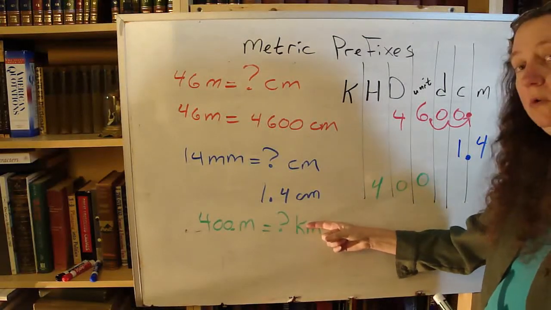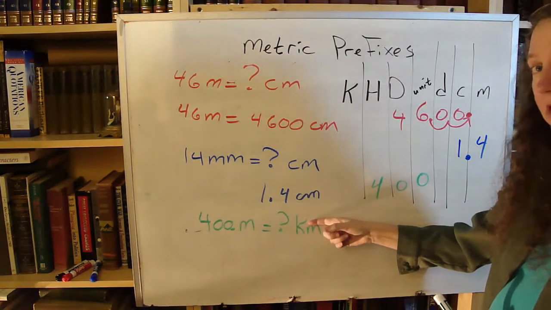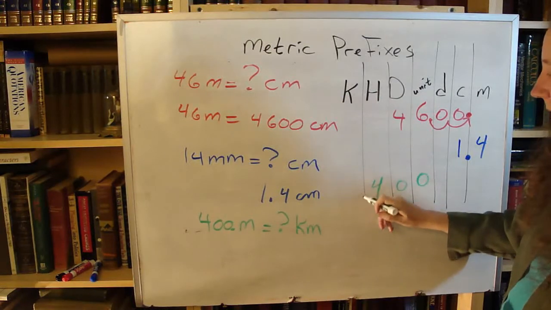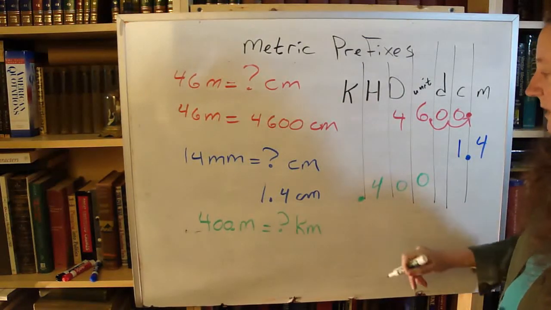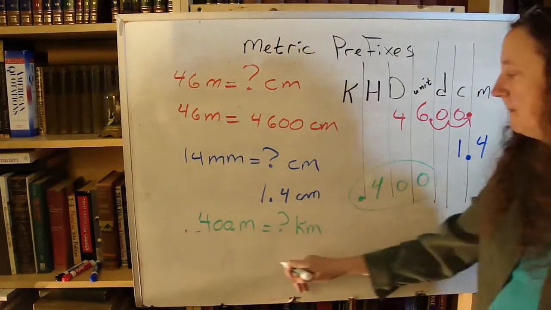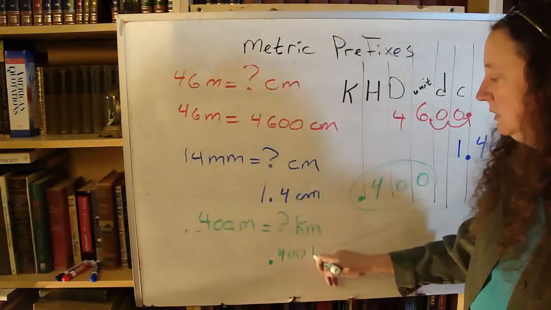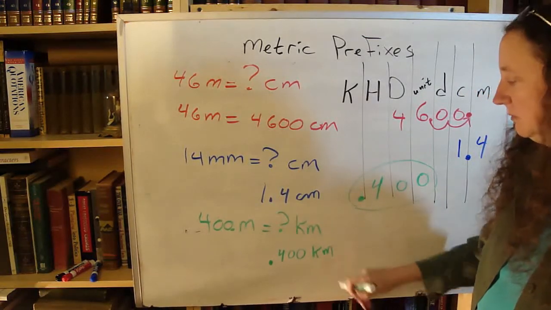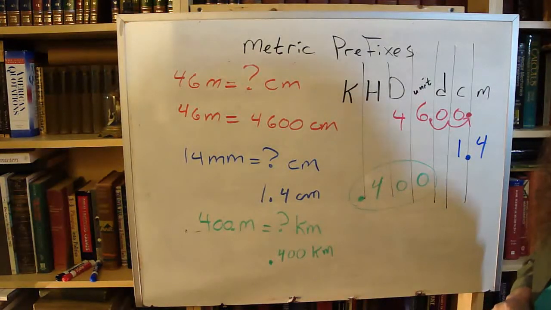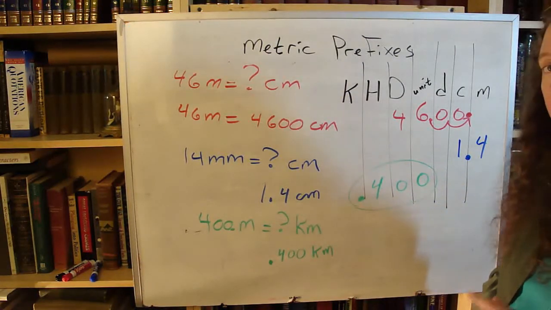I want my new decimal point to be in the kilo column, at the end of the kilo column. So there's my K. My new decimal point is going to be there. And there is my number, 0.400 kilometers. With practice, you'll get this.